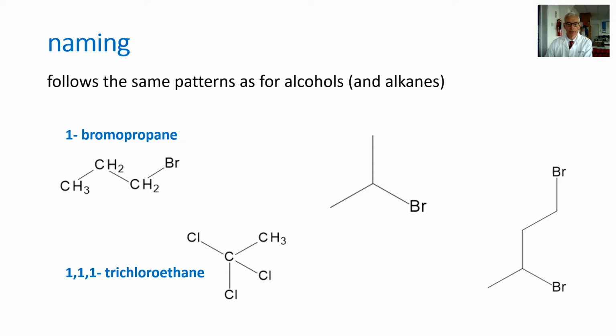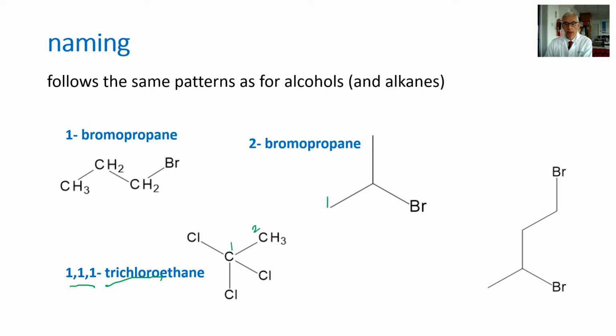1,1,1-trichloro. So we're going to number these carbons here 1 and 2, so that's ethane, but on the first carbon, carbon number 1, we have 3 chlorines, but we need to position them all as well. So we need to position all 3 chlorines on the first carbon. So that's 1,1,1-trichloroethane.